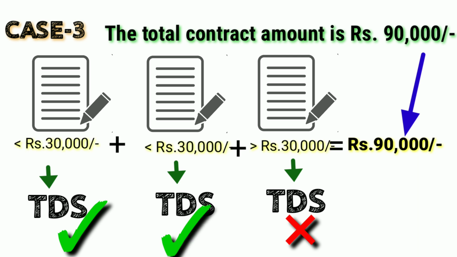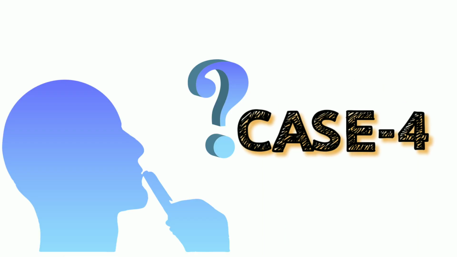Similarly, if two bills exceed rupees 30,000 and one bill is below the limit, altogether making a total of rupees 90,000, then also TDS shall be deducted from the payment of only two bills but not the third bill, because that does not cross the threshold limit of rupees 30,000 prescribed for a single invoice. Now let's discuss case 4.